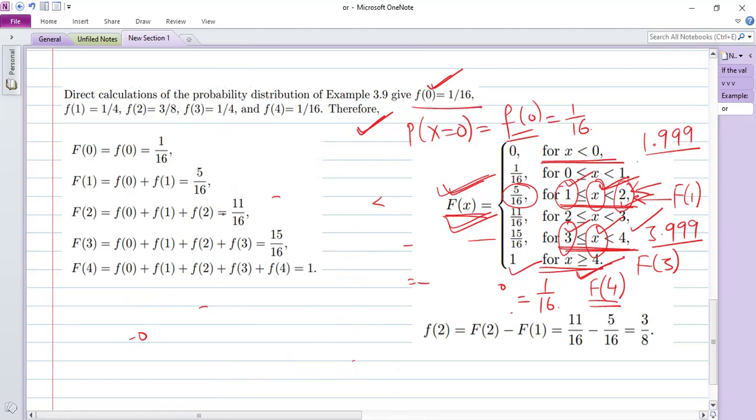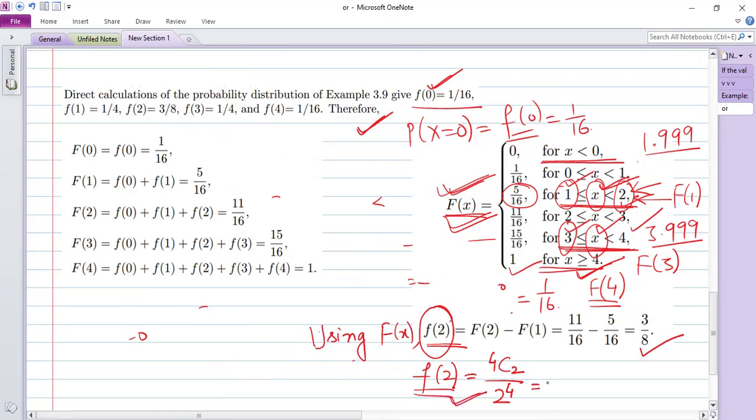The remaining part of this question was that we have to verify using CDF. Please read the question statement again: using the capital F(x), the Csmall CDF, we have to verify that f at 2 is nothing but 3 by 8. Actually, we already know that the value of the PDF at 2 is 3 by 8. Why? Because f at 2 is nothing but 4C2 divided by 2 raised to power 4, by the formula for our PMF, the probability mass function. So this is actually 6 by 16, which is further 3 by 8.